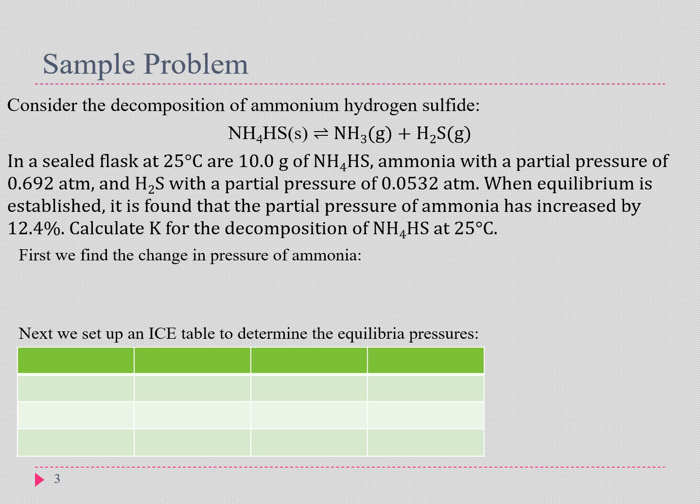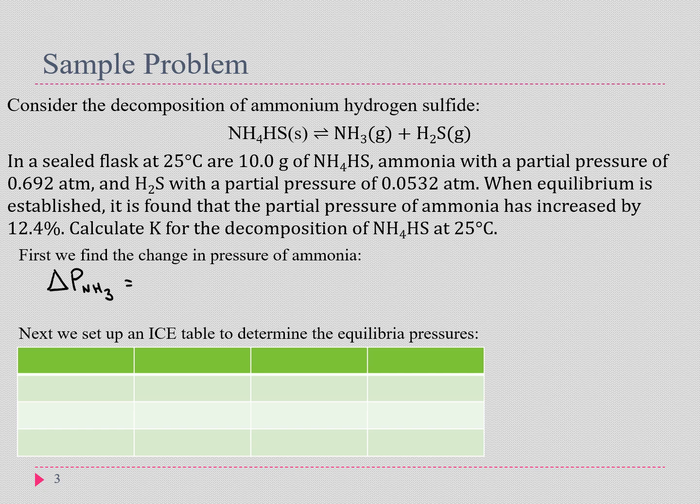So what we're going to do first, and this is very difficult, probably a little more difficult than a problem we might see right off the bat, is find the change in pressure of ammonia. The reason I'm going to do that is because that's going to let me figure out all of our equilibrium values. So let's find the change in pressure for the ammonia.